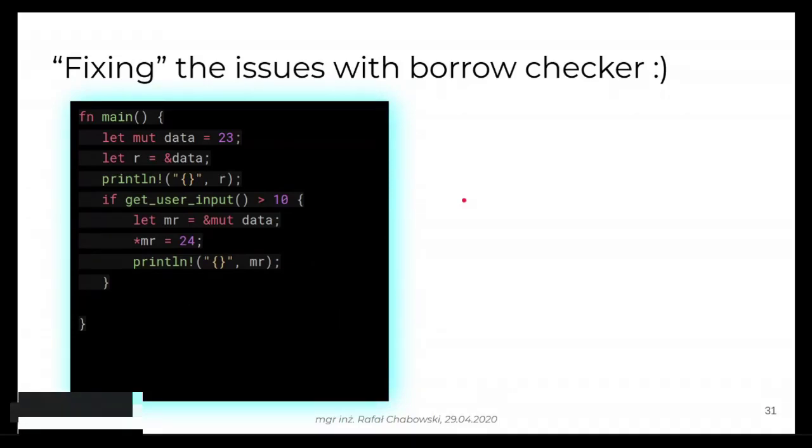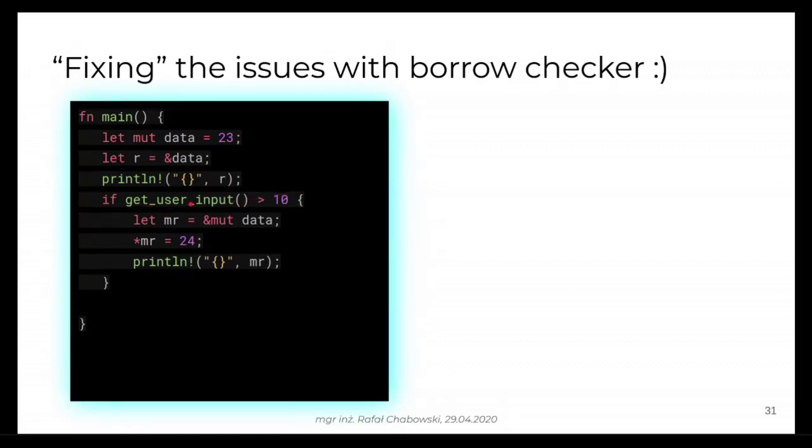Now we have a code that compiles well. It doesn't use any smart pointers. It's just a regular reference. We have the immutable reference, and in case, or maybe like that. This code compiles even though there is a possibility that there will be both mutable and immutable reference to the data at the same time.